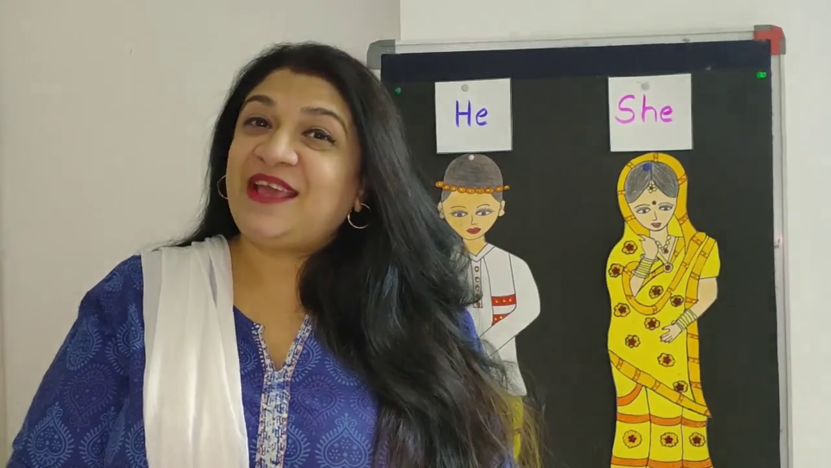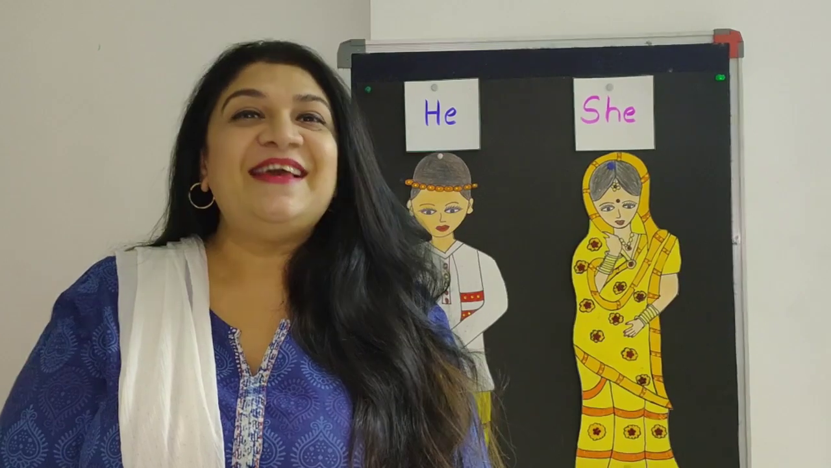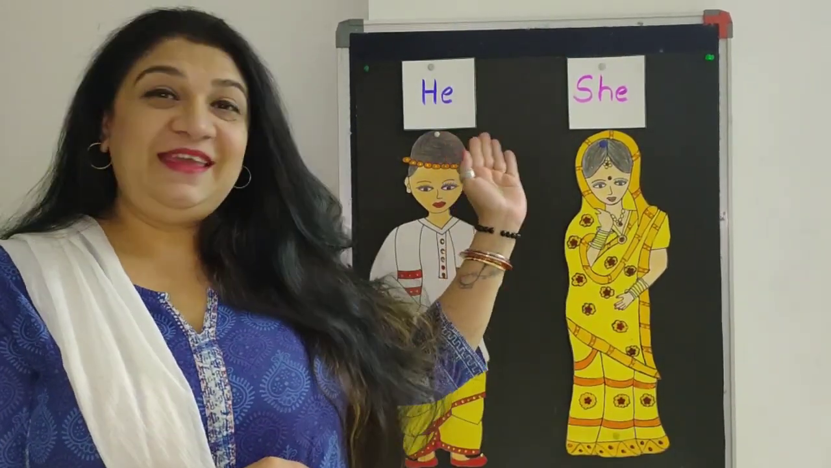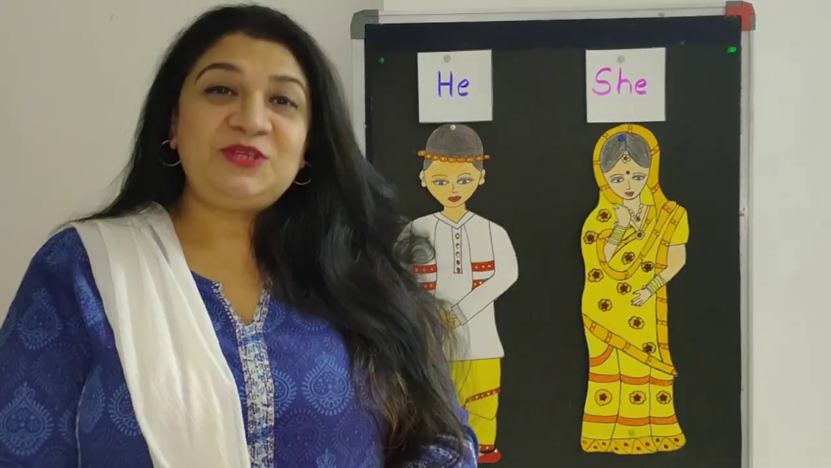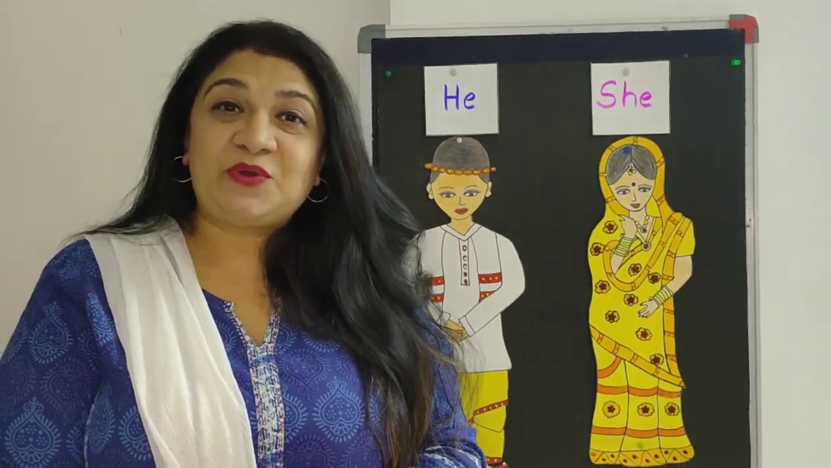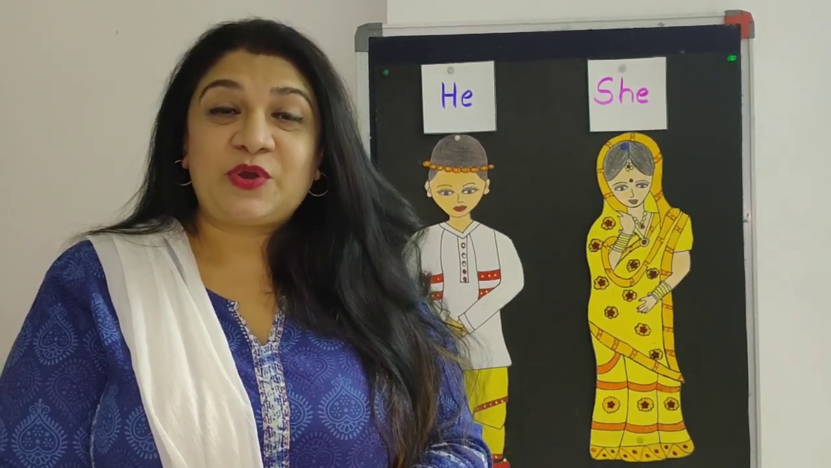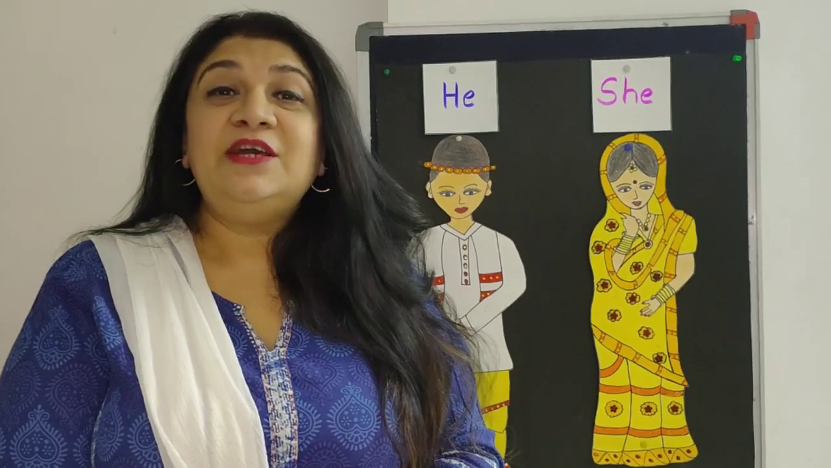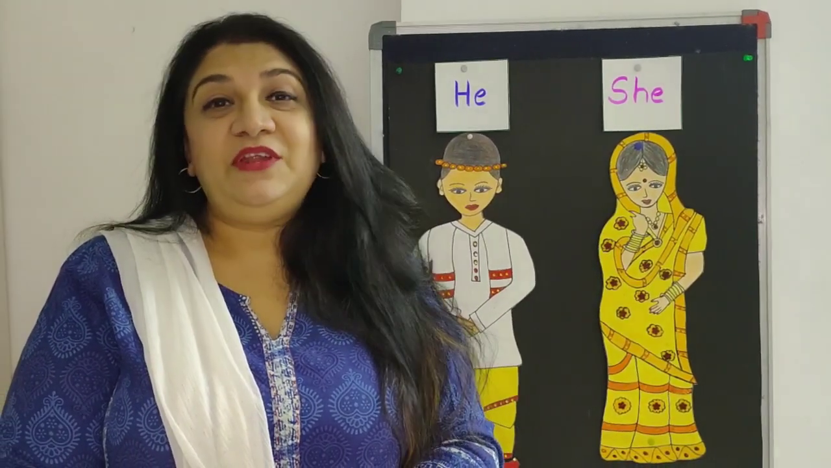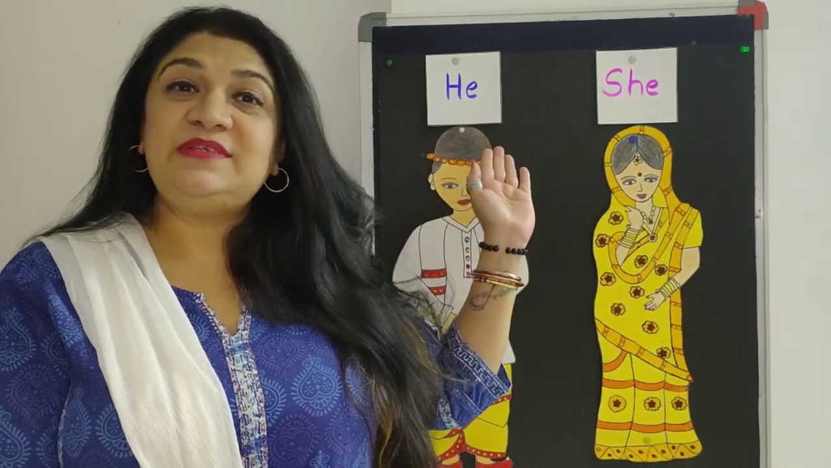So children, did you guess from the rhyme what we are learning today? I said girls and boys. Yes, today our topic in English is going to be he and she. So children, when do we use he? We use he when we are talking about a male gender. Meaning when we're talking about father, brother, uncle, sir, we refer to them as male gender, right? So that's when we use he.